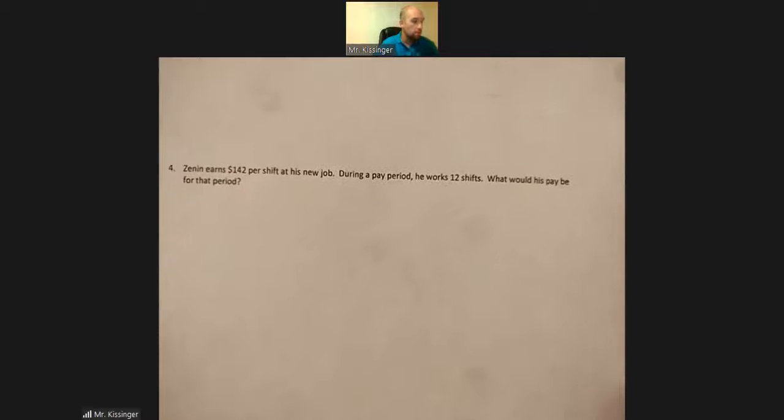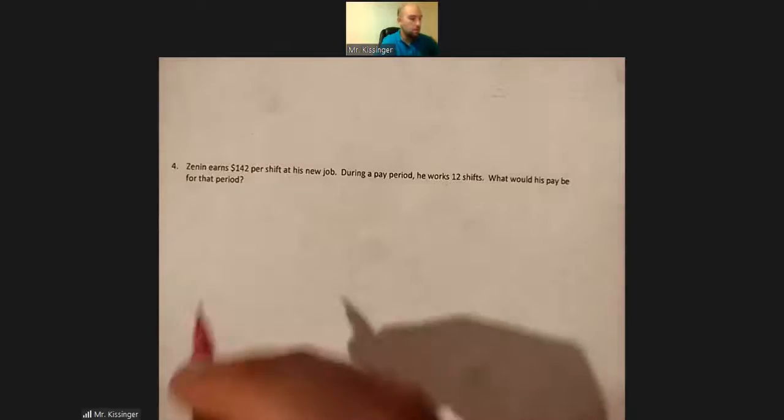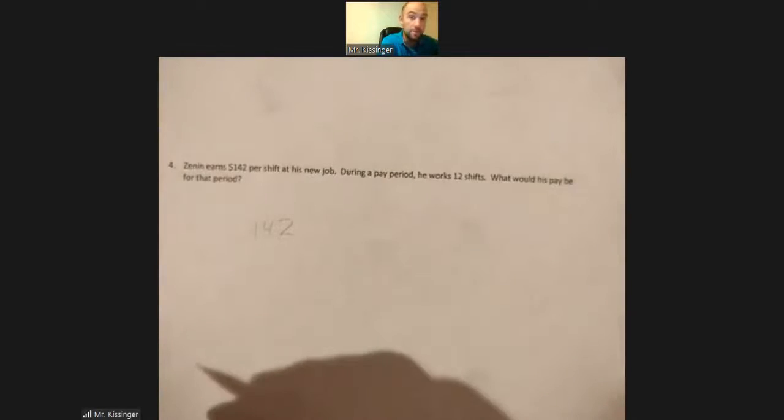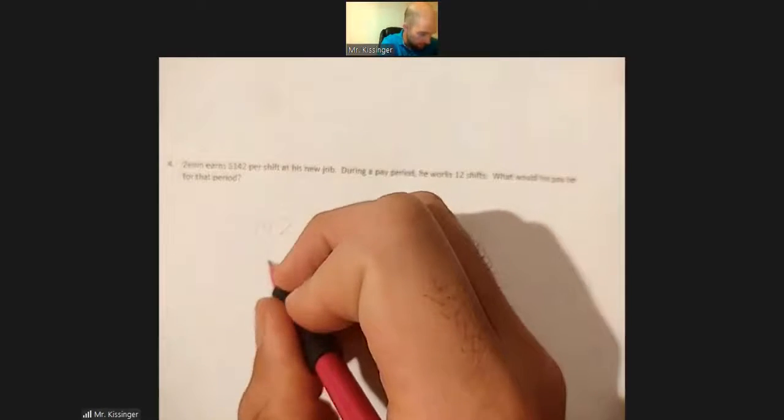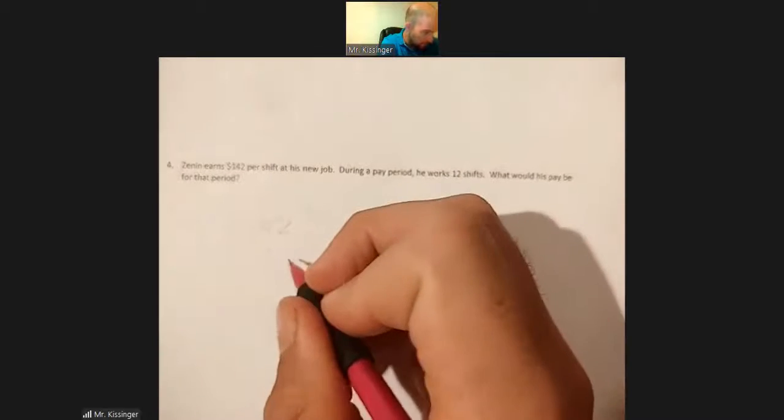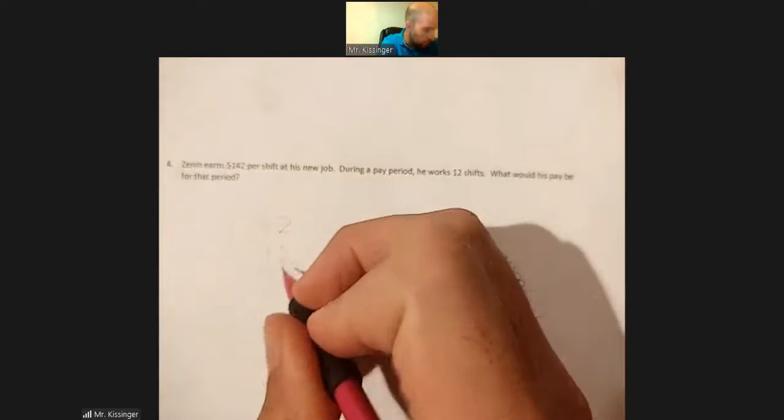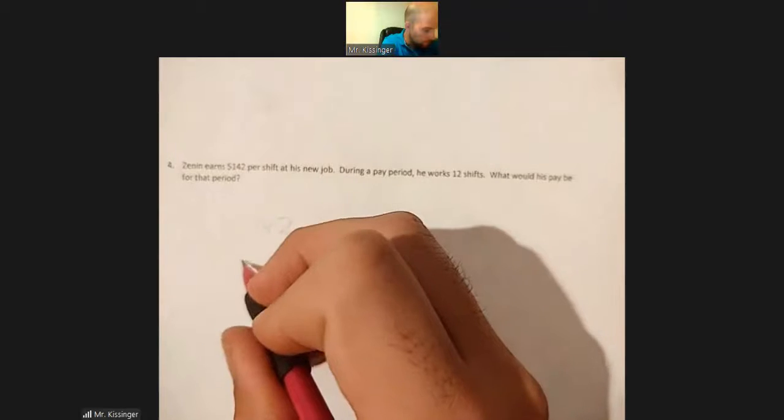Okay, now let's try a word problem. It says Zenon earns $142 per shift at his new job. During a pay period, he works 12 shifts. What would his pay be for that period? So this is a multiplication problem. We know that we have $142 per shift, and we have to multiply that by the number of shifts to find the total pay for that time period. So we're going to multiply 12 by 142.